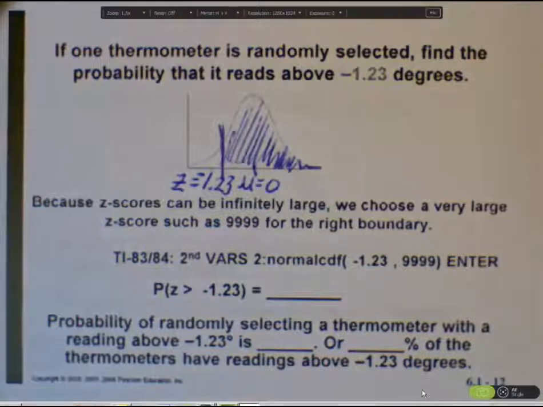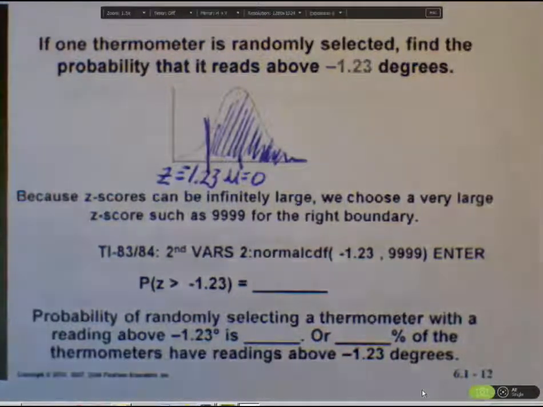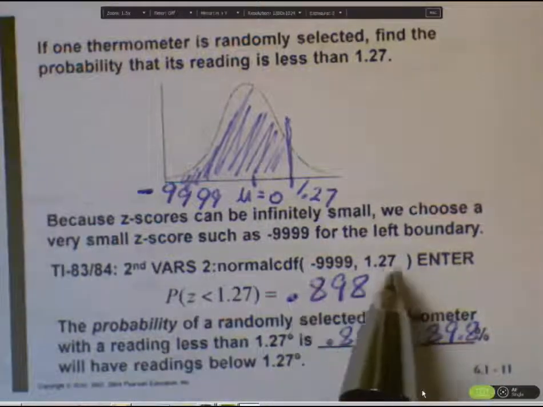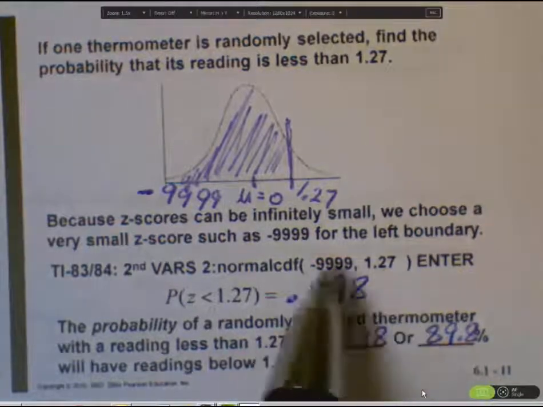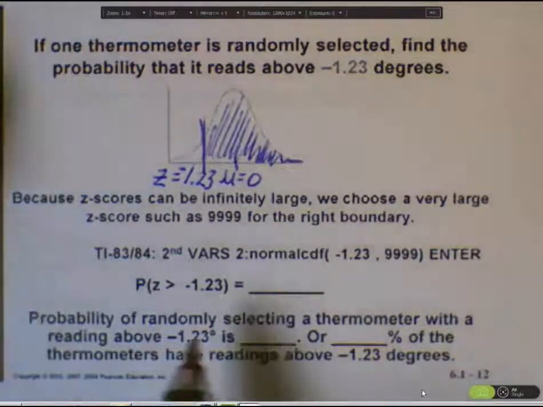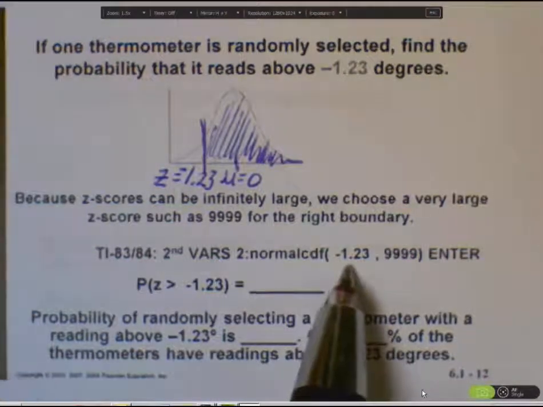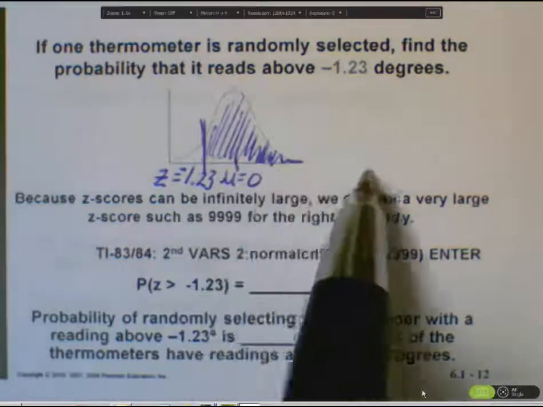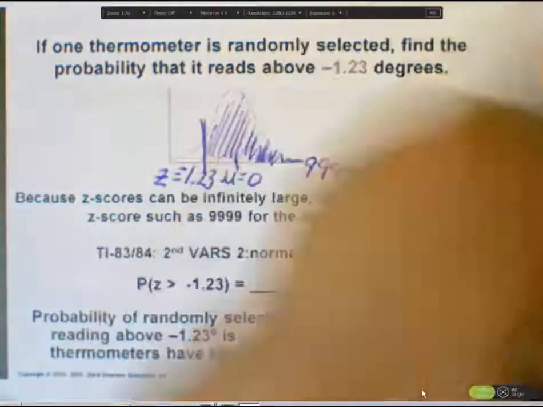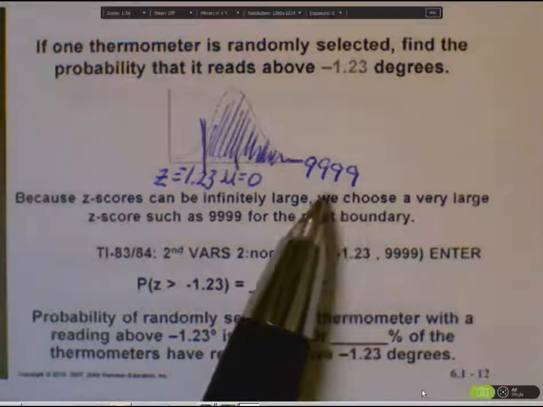And when I enter this information in normal CDF, I always have to enter the left score and then the right score. It always has to be in that order. So on the previous example, my left score was negative 9,999 and my right score was 1.27. The numbers have to be in that order. And on this example, my left score is the negative 1.23, and I'm shading forever to the right. When I'm shading forever to the right, I'm going to use positive 9,999 as that right cutoff.